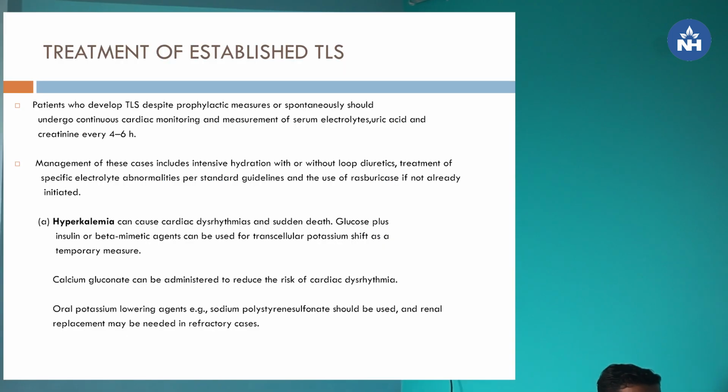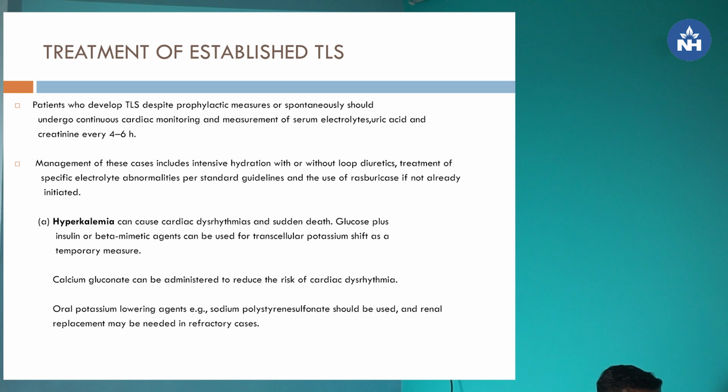The treatment of established TLS. Patients who develop TLS despite prophylactic measures or spontaneously should undergo continuous cardiac monitoring and measurement of serum electrolytes, uric acid and creatinine every 4 to 6 hours. Management of these cases includes intensive hydration with or without loop diuretics, treatment of specific electrolyte abnormalities as per standard guidelines, and use of rasburicase if not already indicated.